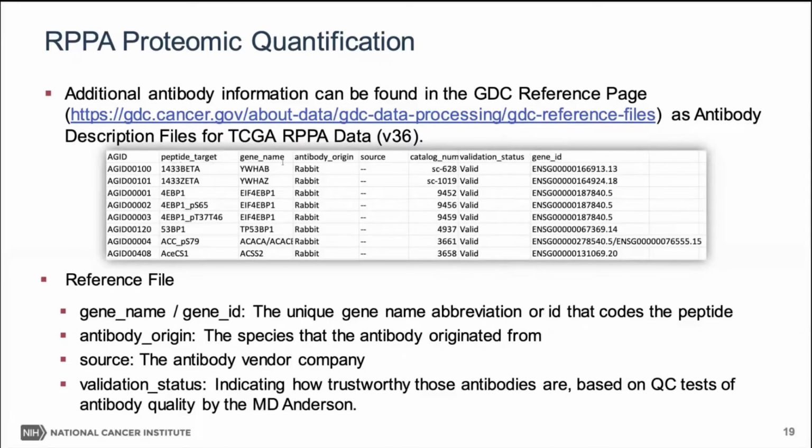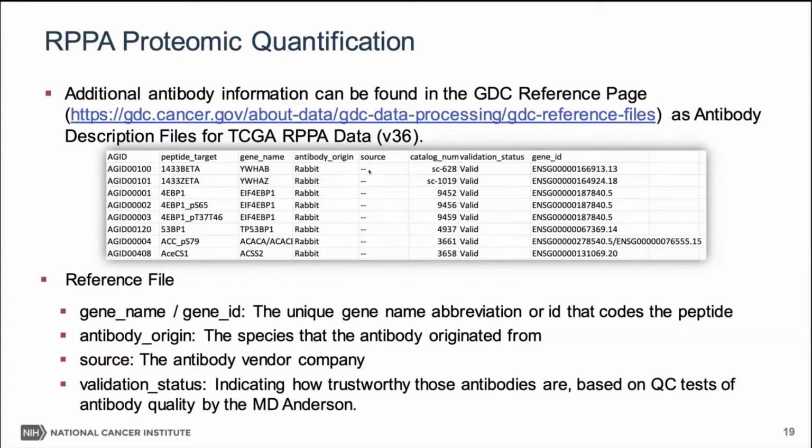And in addition to what we have described before, it also maps each antigen ID with the particular gene, the gene code that GDC is using uniformly across the portal. And it will tell you the origin of the antibody. For example, it's a rabbit antibody.